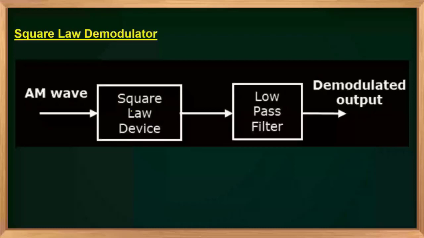Here we are using a low pass filter to filter out the required low frequency baseband message signal. So the message signal is filtered out by using a low pass filter in the square law demodulator circuit. The higher frequency components are eliminated using the low pass filter, so we get only the message signal which is low frequency. This is the baseband signal. So the baseband signal corresponding to the message signal is separated using a low pass filter.